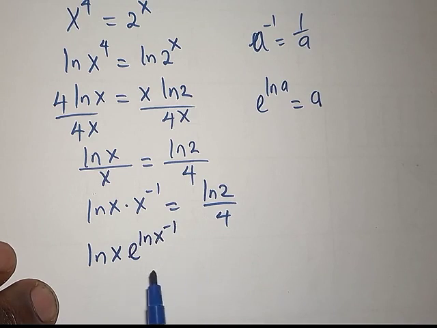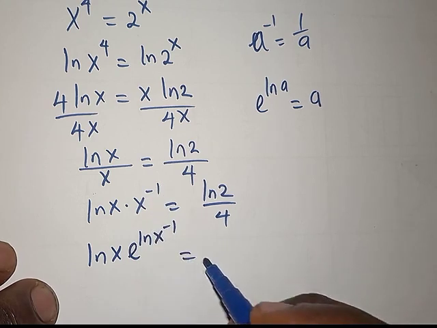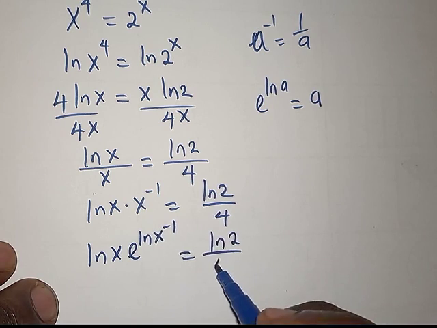Okay, so it doesn't change anything. So e and ln can cancel. We see that x to the power minus 1 will come down again. So we have ln 2 over 4.